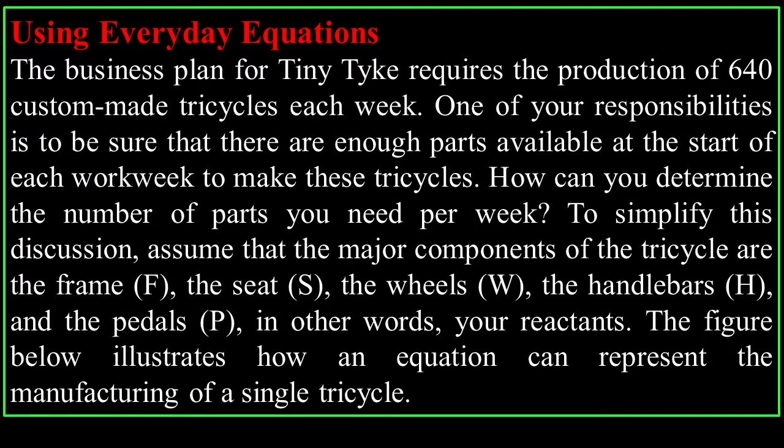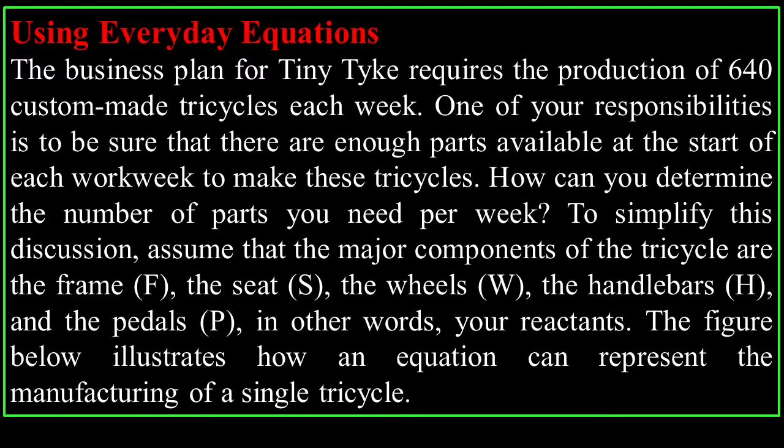The business plan for the Tiny Tike requires the production of 640 custom-made tricycles each week. One of your responsibilities is to be sure that there are enough parts available at the start of each work week to make these tricycles. How can you determine the number of parts you need per week? Well, to simplify this discussion, assume that the major components of the tricycle are the frame, we're going to call it F, the seat is S, the wheels are W, the handlebars H, and the pedals P. In other words, your reactants.